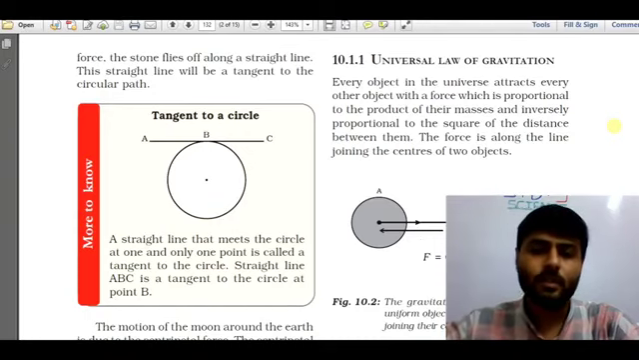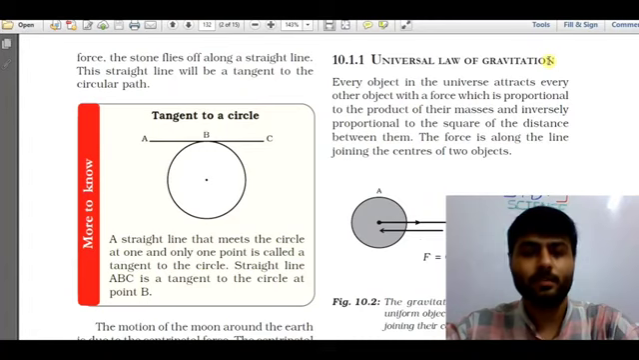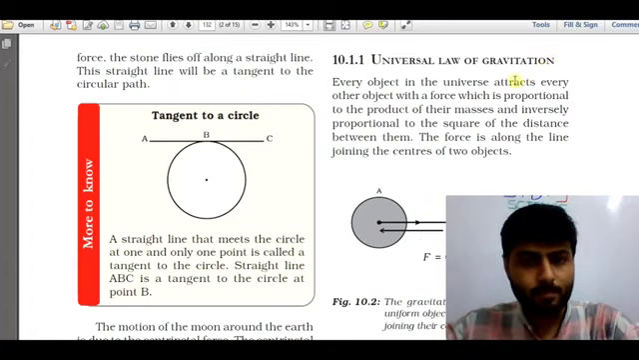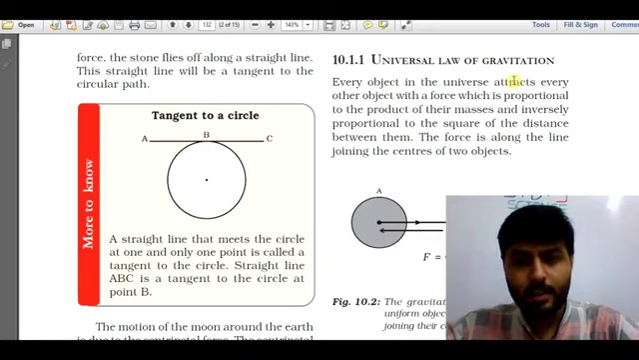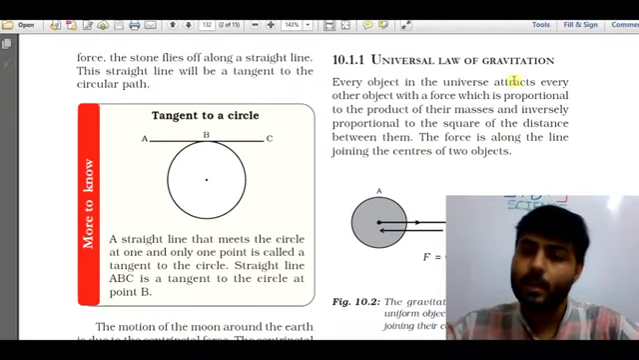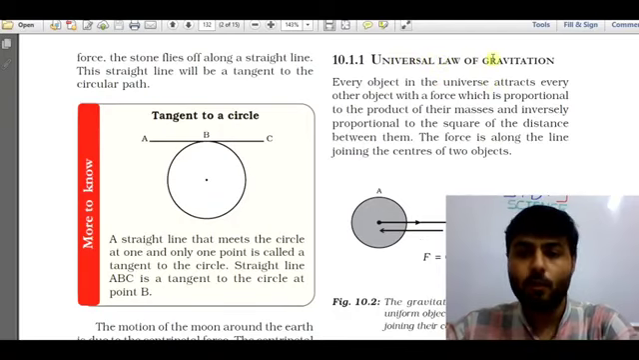10.1.1 Universal Law of Gravitation. By the word universal, we mean this law can be applied to anything in this world. This law is called universal because it is applicable to the whole universe, whether it is a terrestrial body or a celestial body. It can apply to any body in the universe. So this is called the universal law of gravitation.